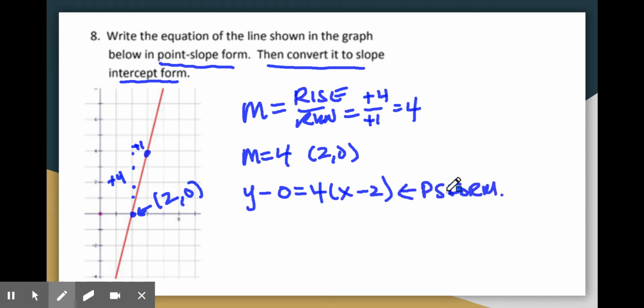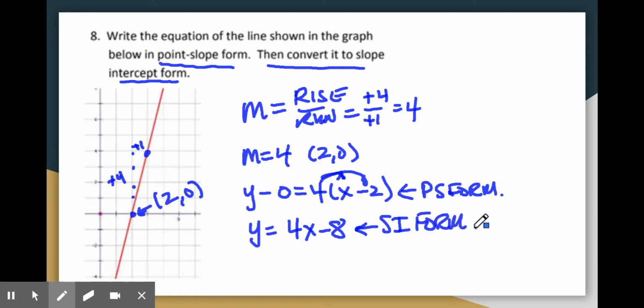Now I can convert it to slope-intercept form by distributing. So let me distribute the 4. And I have y minus 0, I don't even need the 0, equals 4x minus 8. There's my answer in slope-intercept form. There's my answer in both forms. That's what they asked me to do: give the line in point-slope form, then convert it to slope-intercept. So I did that.